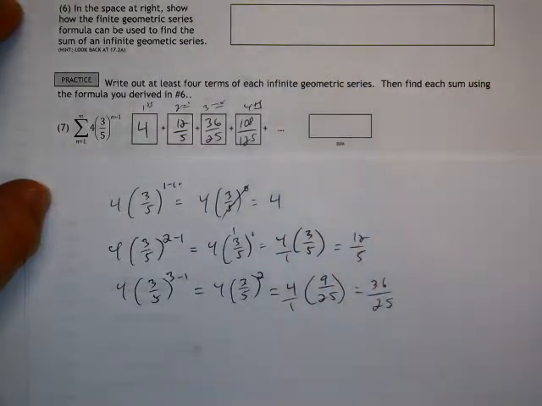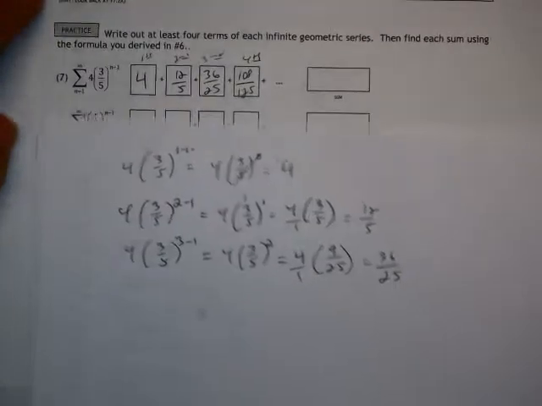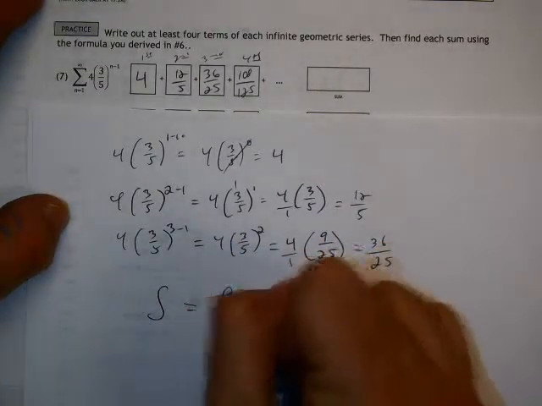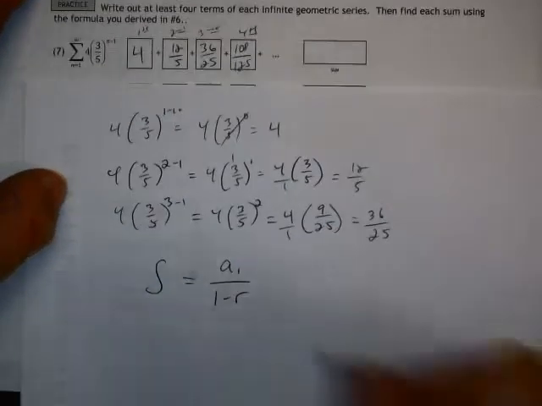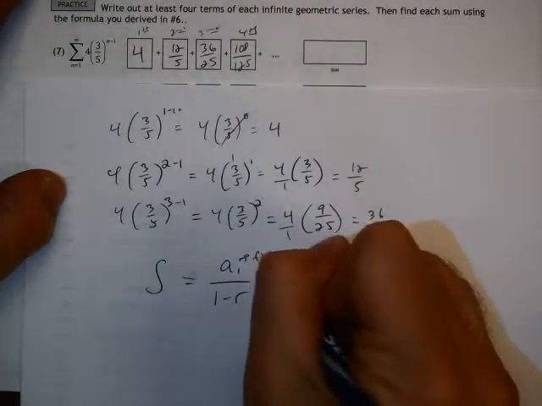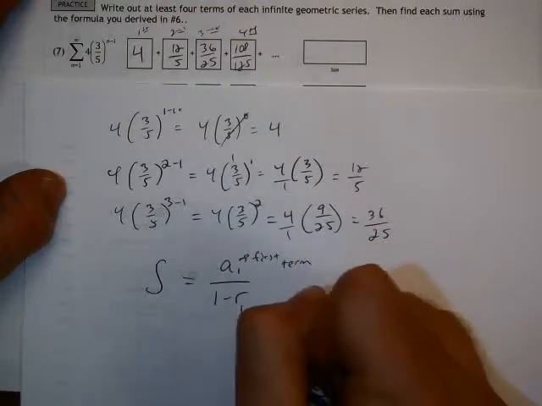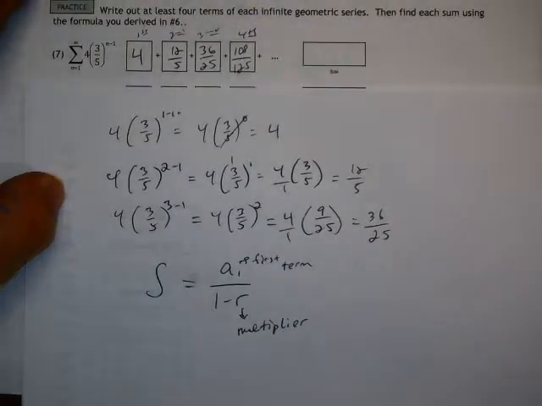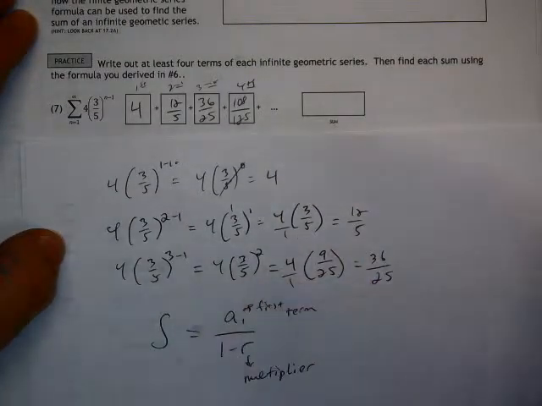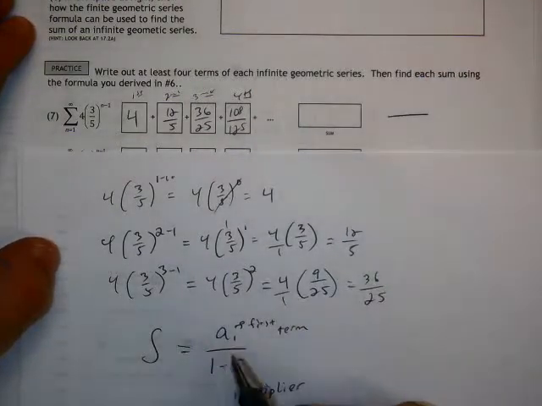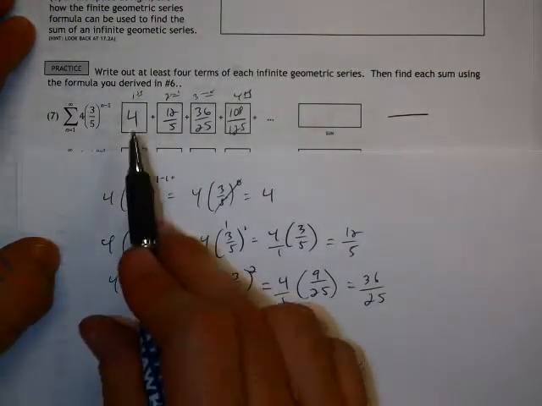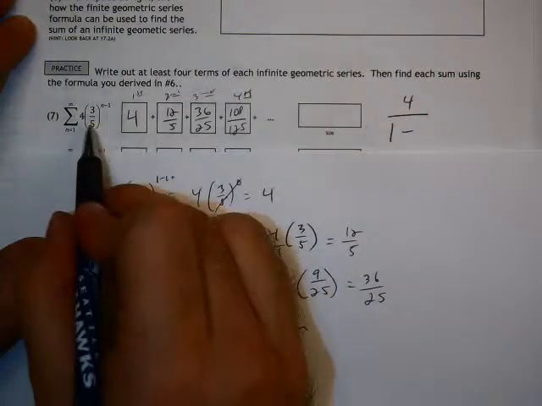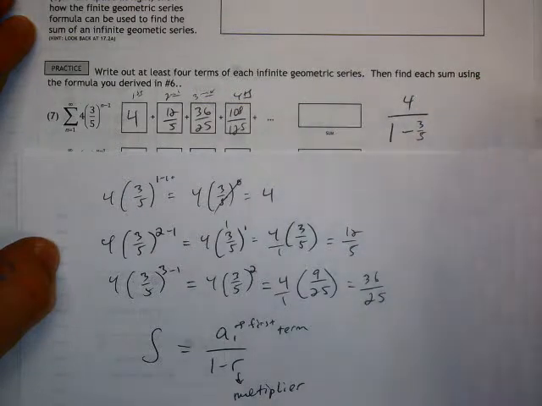Now the sum is where we have to use that new formula. I'm going to use S for sum, is a sub 1 over 1 minus r. A sub 1 is the first term, which we just found, and the r is the multiplier. That's what you're multiplying by each time in the geometric series. So for this example, my first term is the 4, so it's 4 on top over 1 minus, the r is the 3/5, there's my multiplier.